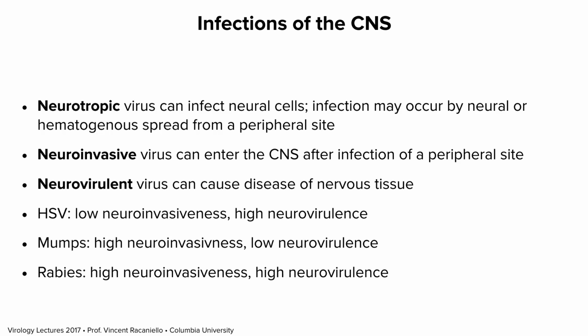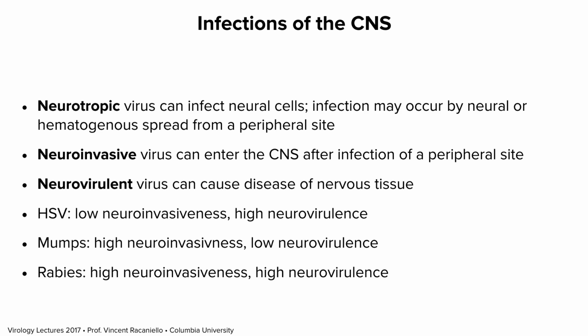So let me give you some examples. Herpes simplex virus has low neuroinvasiveness. So in most herpes simplex infections, the virus remains in peripheral ganglia. And we'll see this when we talk about it in detail. Periodically, the virus comes out of the ganglia and goes to your mucosal surfaces, makes a fever sore, for example. But on very rare occasions, it goes the wrong way and goes into the central nervous system. So it doesn't do that very often, so we say it has low neuroinvasiveness. But when it gets there, it's highly neurovirulent. These are very, very serious infections when herpes gets into the CNS.